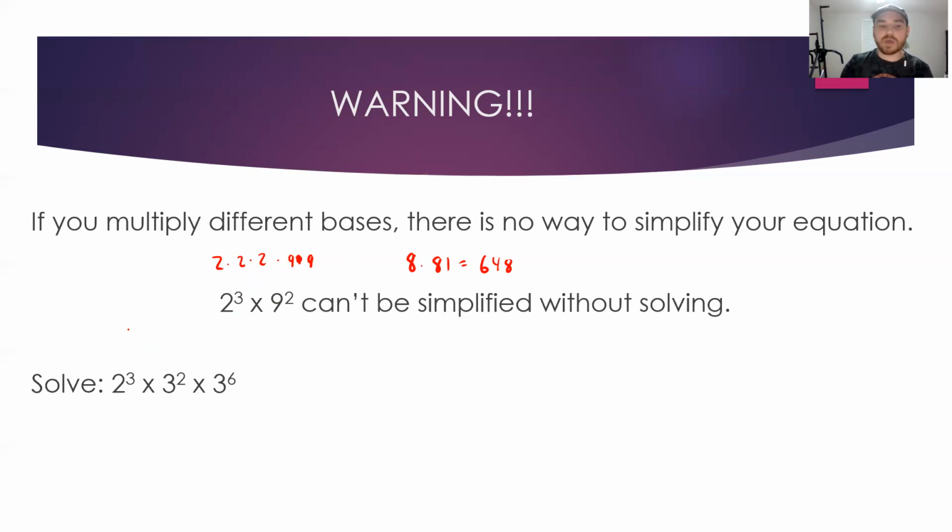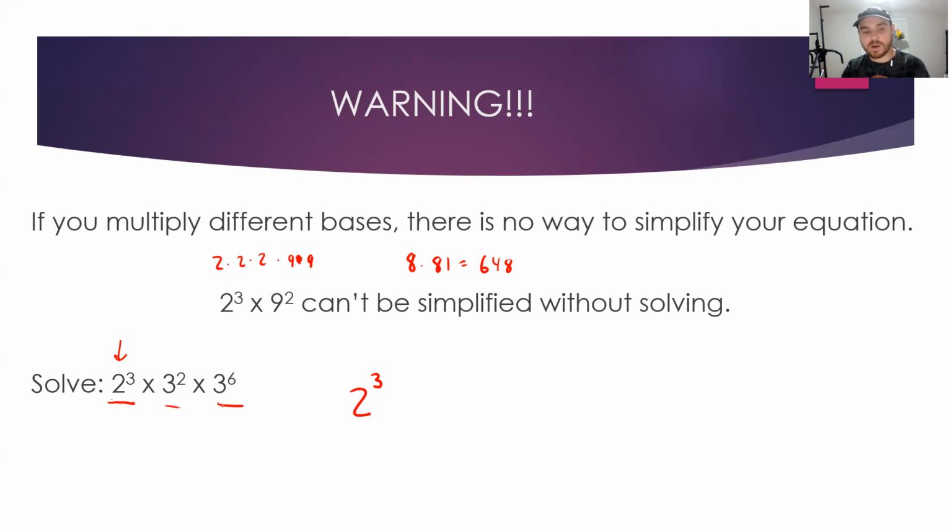So what we can do, though, is if we have something like this: 2 to the third, 3 squared, and 3 to the sixth. Now the 2 to the third is a base that nothing else has, so we can't do anything with that. We can't simplify it. We can't combine it. It's going to stay the same no matter what we do. I could write all this out and show you, but hopefully you will get the point after this many examples.